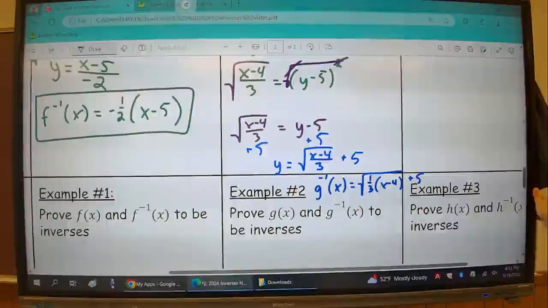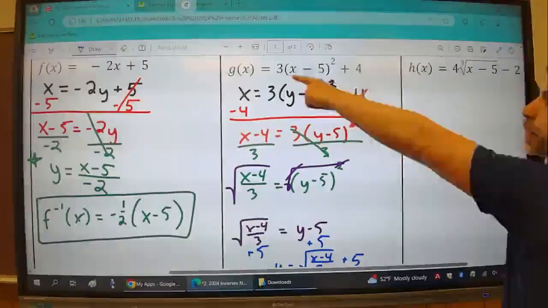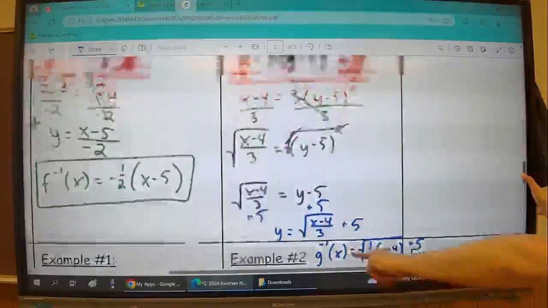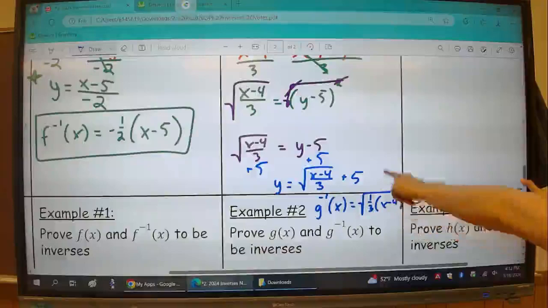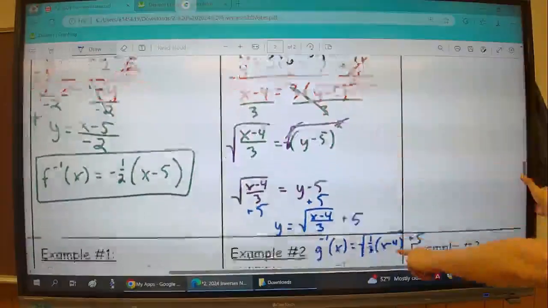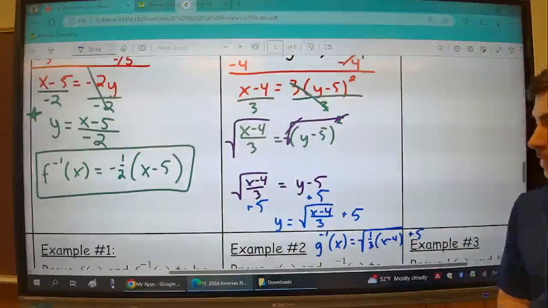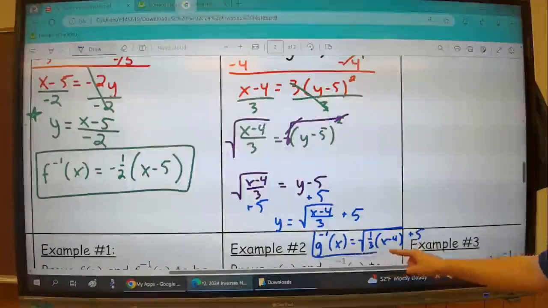But it still has all the inverse functions. Instead of times 3, I'm going to times by 1/3. Instead of minus 5, I got plus 5. Instead of squared, I have square rooted. Instead of plus 4 up here, I got minus 4 down here. I have all inverse operations. So there's your best answer for that problem.